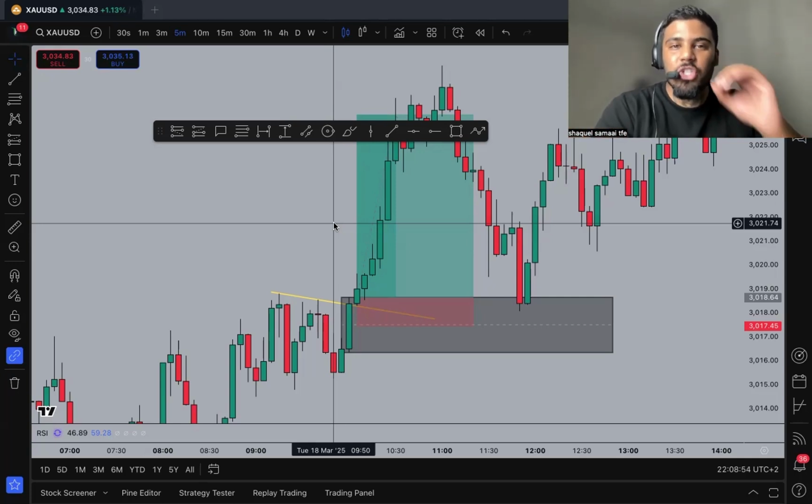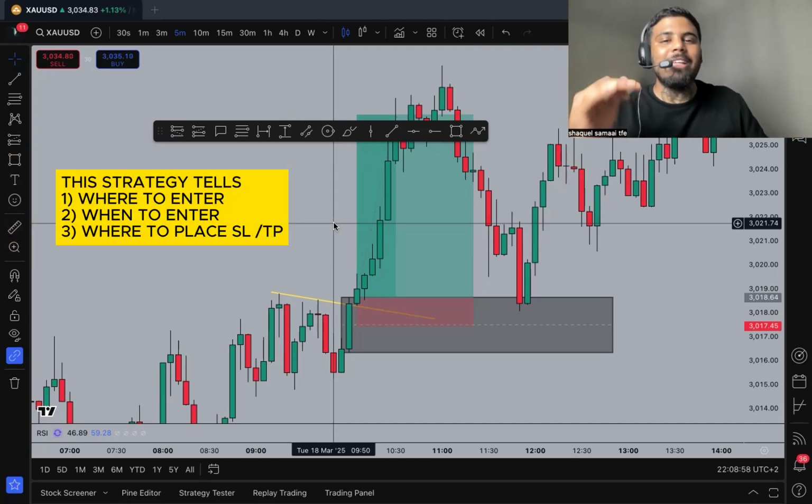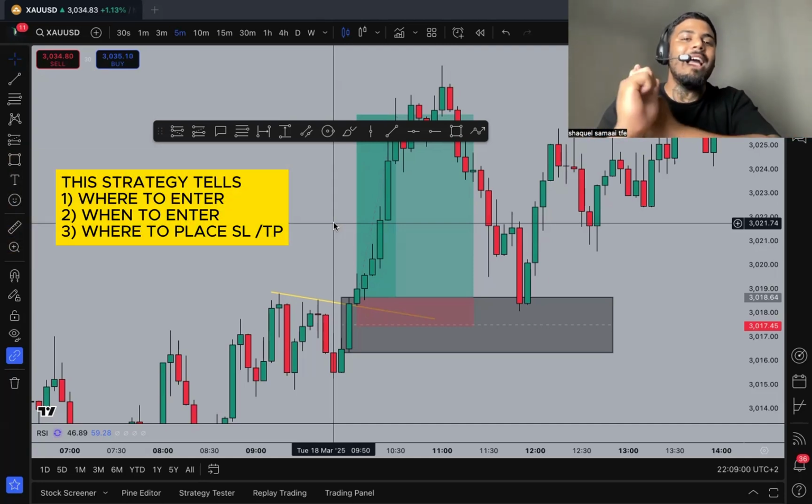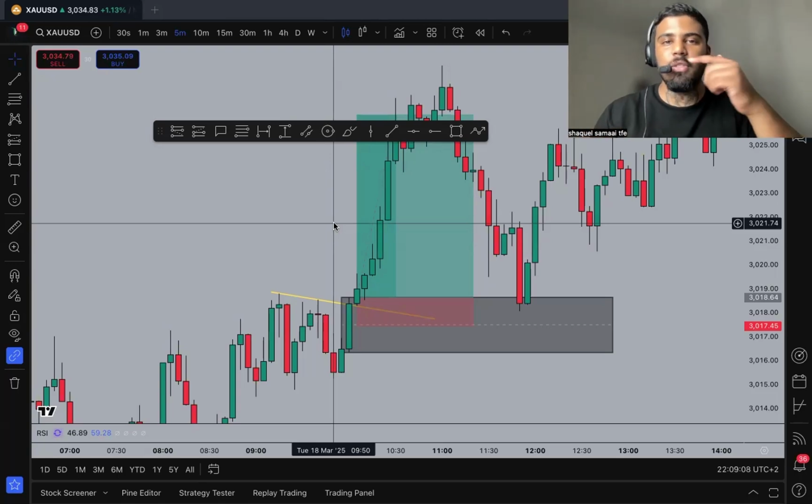Okay, guys, with that being said, I'm going to explain step by step. It's going to solve the uncertainty of not knowing where to enter. It's going to tell you exactly where to enter, exactly where to put your stop loss, exactly where to put your take profit, guys. So all that uncertainty is out the window, and you're going to be a highly profitable trader after this video. Let's start with the steps, guys.